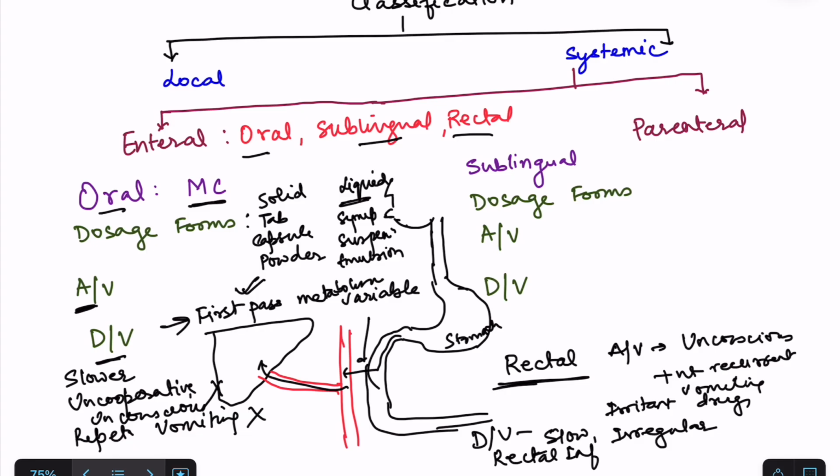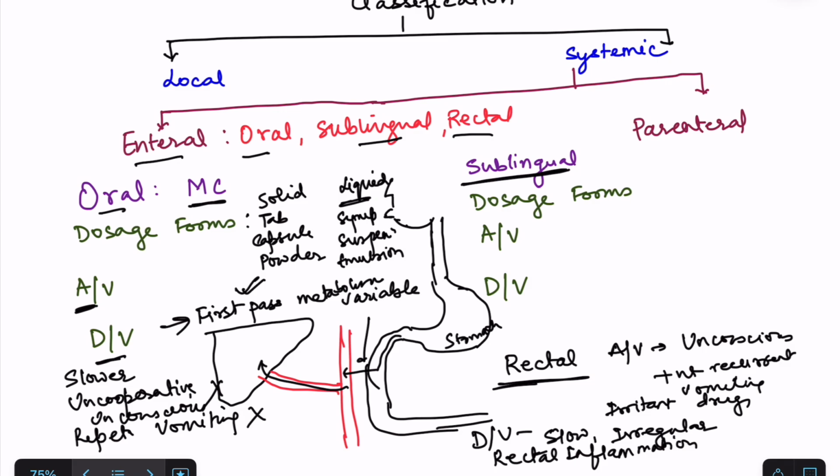So even though it can be used for irritant drugs, still certain drugs can cause rectal inflammation. Then the next is the sublingual route. Now, why am I dealing with it last? Because even though we are classifying it as an enteral route, that means it is given via the GIT. The mouth is part of the GIT, so that is why it is classified as an enteral route.